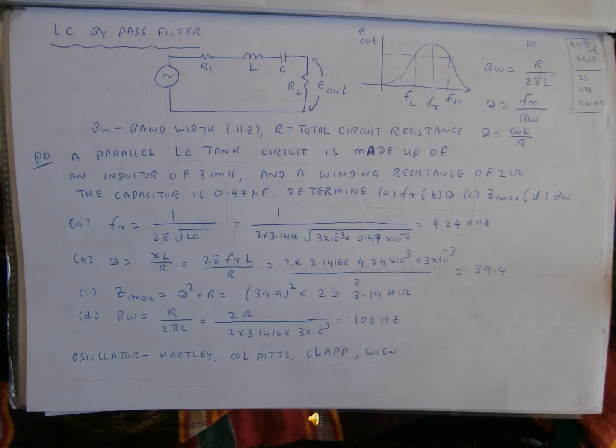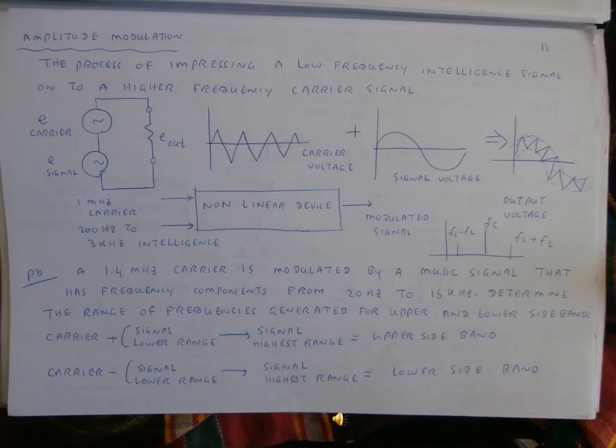Now we come to the oscillators, the Hartley, Colpitts, Clapp, and Wien oscillators, which we have covered. Amplitude modulation is the process of impressing the low frequency intelligence signal onto a higher frequency carrier signal. We can draw the equivalent circuit diagram, where the signal E signal and the carrier waveform E carrier are connected in series to the output E. In this case the carrier waveform is a sawtooth wave and the signal is sinusoidal, so by combining them you can see the output waveform.